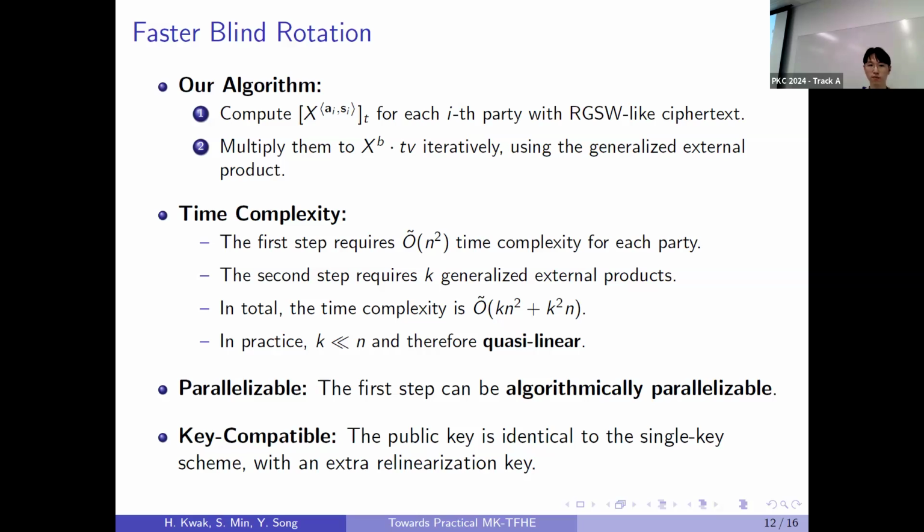Now, this new blind rotation algorithm has two advantages over CCS 19. Firstly, note that we compute those monomials in the first step independently.